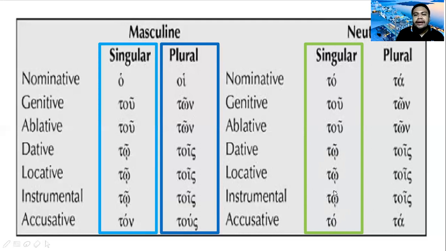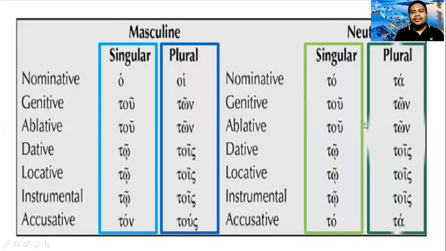Notice the nominative and the accusative of the neuter are also the same. So let's read again the singular. We have to, tou, tou, to, to, to. Very good. Right? Let's proceed to the plural.